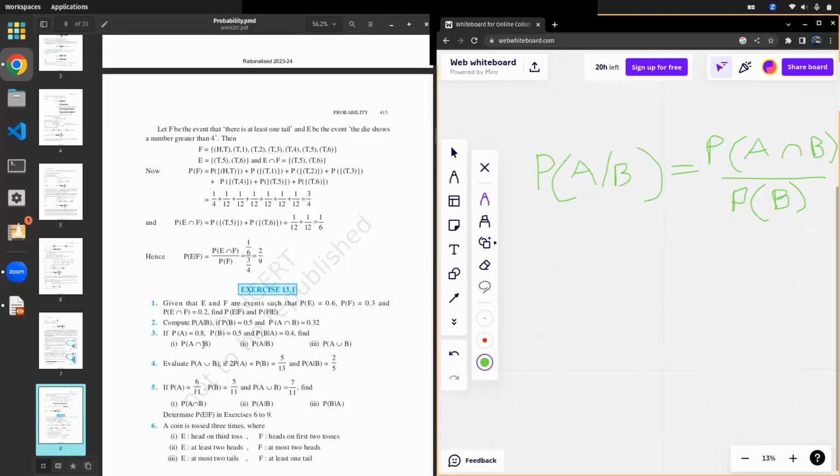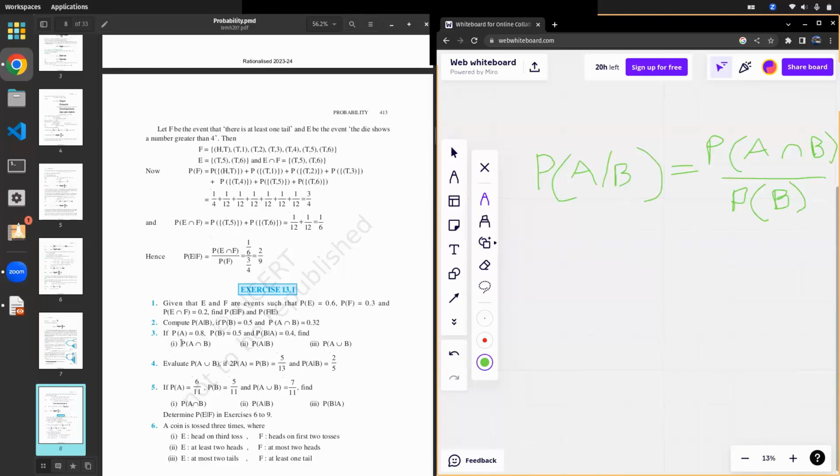The second question is also similar to the first question. Here also probability of A intersection B is given, and probability of B is given. We have to find probability of A given that B happened.